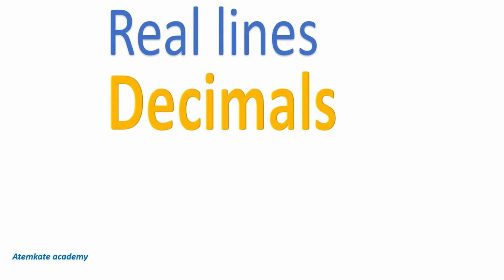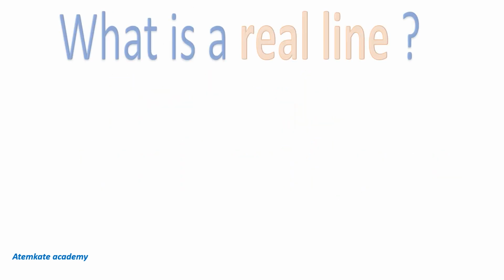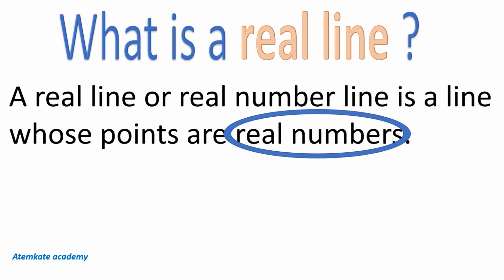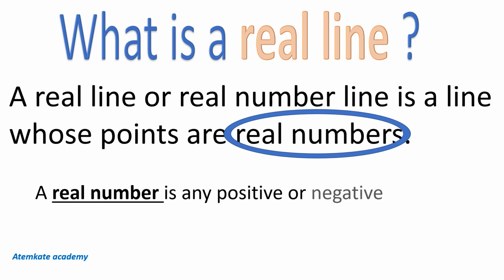On today's video we are going to talk about real lines, decimals, and significant figures. What is a real line? A real line or real number line is a line whose points are real numbers. Do you know what a real number is? A real number is any positive or negative number.